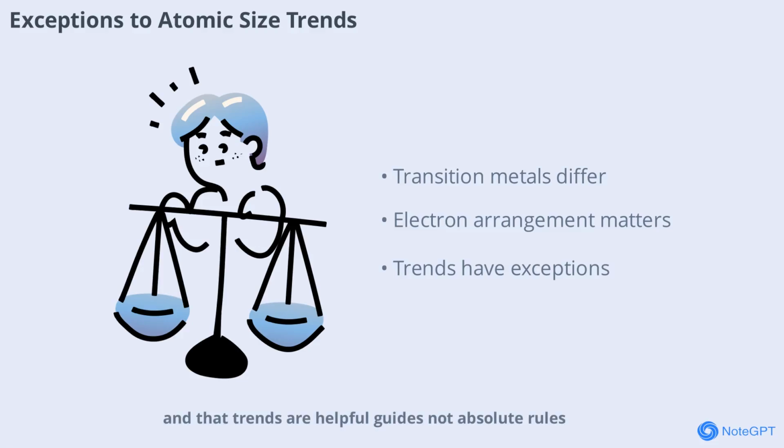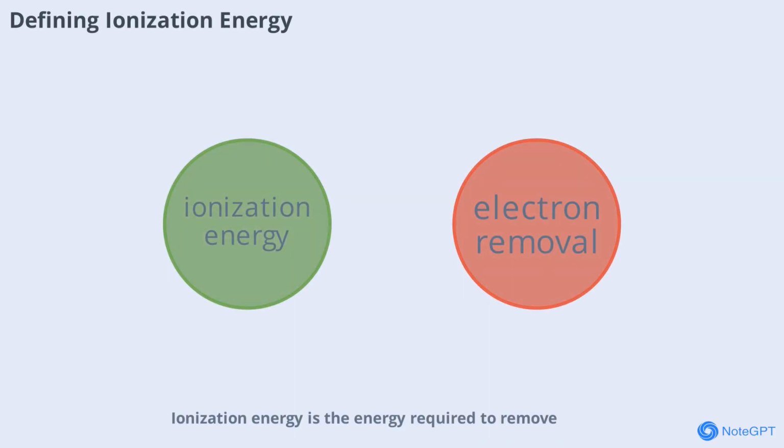Ionization energy is the energy required to remove an electron from an atom in its gaseous state. It's a measure of how tightly an atom holds onto its electrons. High ionization energy means the atom holds its electrons tightly, while low ionization energy means they're easier to remove. This property is crucial for understanding chemical reactivity and bonding.